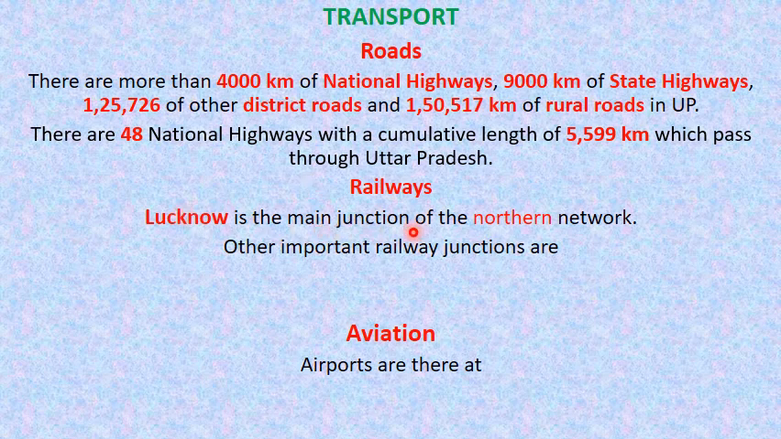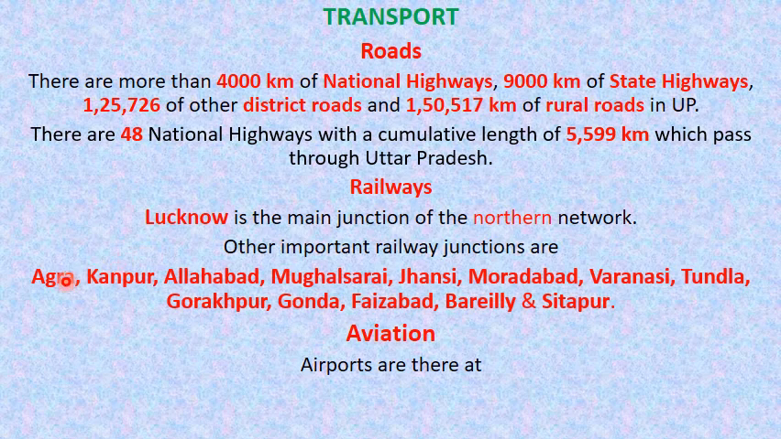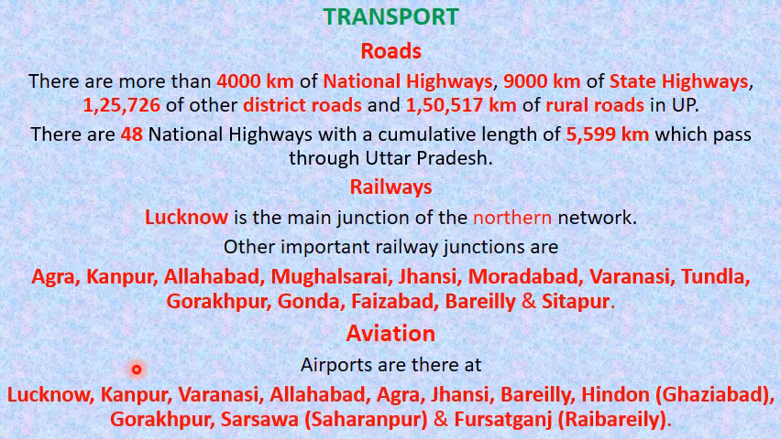Railways. Lucknow is the main junction of the northern network. Other important rail junctions in UP are Agra, Kanpur, Allahabad, Mughal Sarai, Jhansi, Muradabad, Varanasi, Tundla, Gorakhpur, Gonda, Faizabad, Bareilly and Sitapur. Aviation sector is also developing. Airports are there at Lucknow, Kanpur, Varanasi, Allahabad, Agra, Jhansi, Bareilly, Hindon in Ghaziabad, Sarsawa in Saharanpur and Fursatganj, Rai Bareilly.